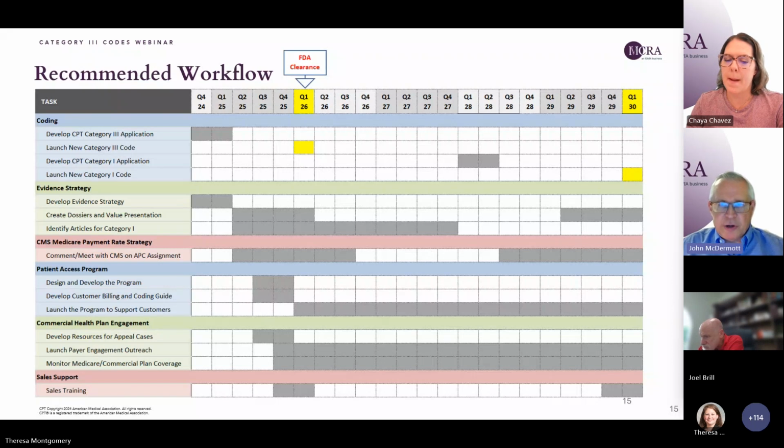I mentioned this earlier, you do need to be aware, you have to go meet with CMS and comment to CMS about the APC assignment for your Category 3 code. So you can do that, leading up to the go live date for the code. And then also it's probably a good idea to monitor it during the next rulemaking cycle. And the same thing is true on the Category 1 side.